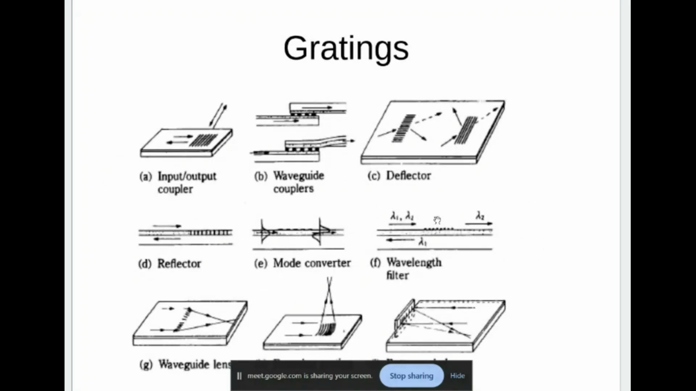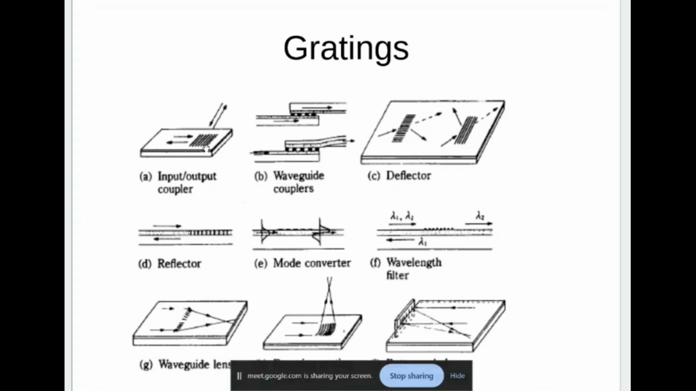So gratings are one of the most multi-purpose components in optics. You can do many things with them. For example, one of the important problems we face is how do you launch light into the chip from outside? From a fiber optic or from a free space laser, you want to launch light into this chip. So the most common method now is called the grating couplers. Almost all of the world now is using that.